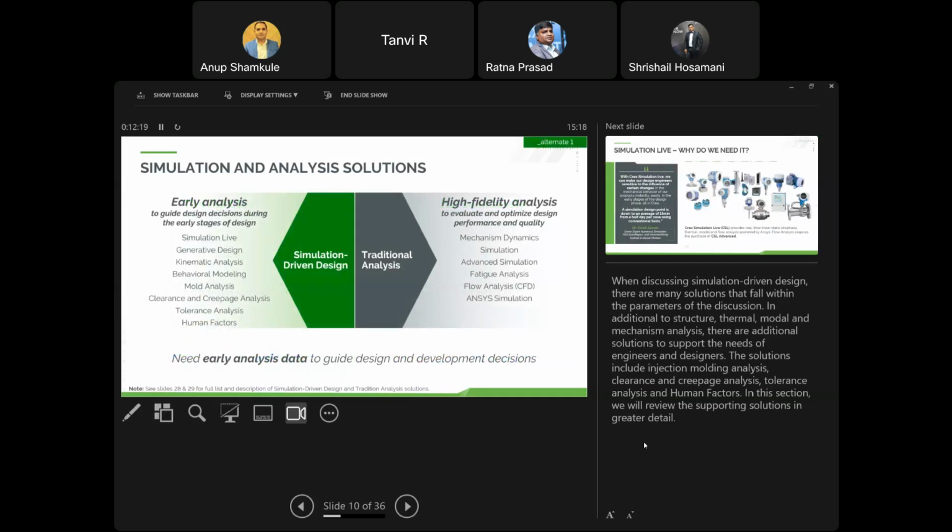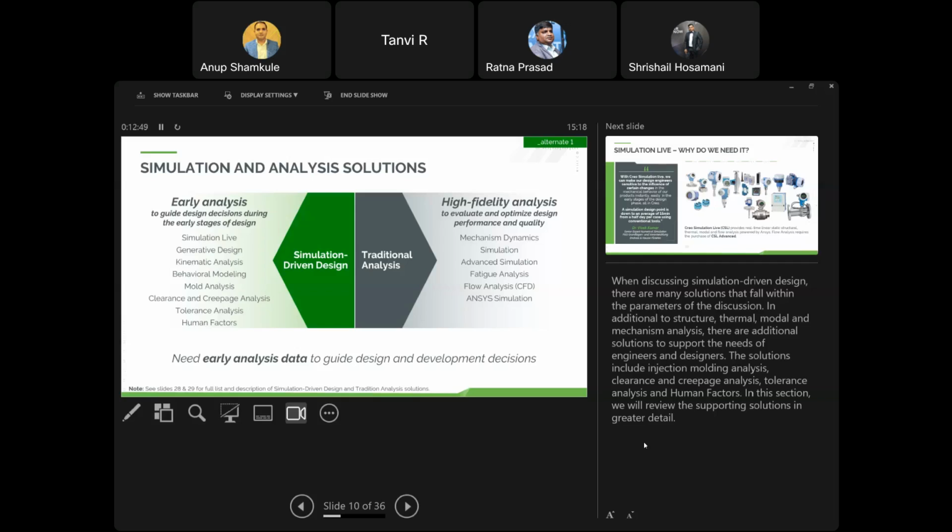Here, when you look at simulation and analysis solutions with respect to PTC Creo, you have simulation live, generative design, kinematic analysis, behavior modeling, mold analysis, clearance and creepage, tolerance analysis, human factors. And when it comes to high fidelity analysis, you have mechanism dynamics, simulation, advanced simulation, fatigue analysis and flow analysis as well.